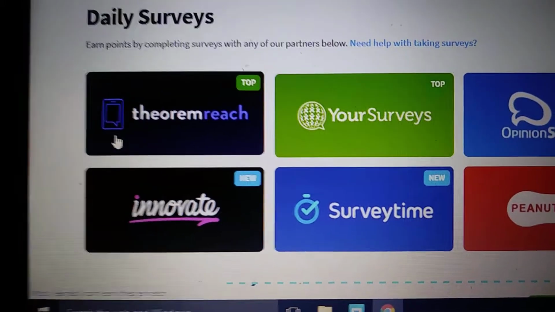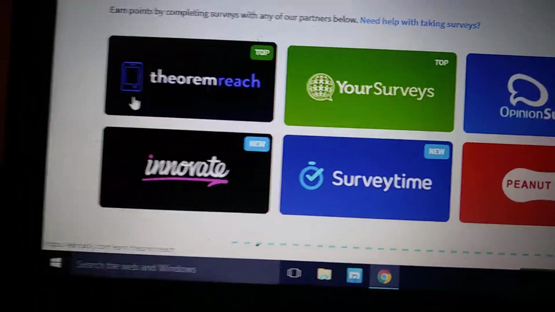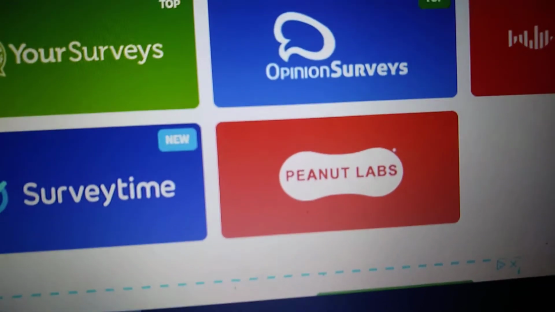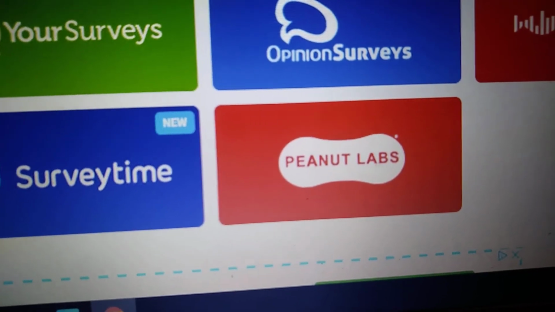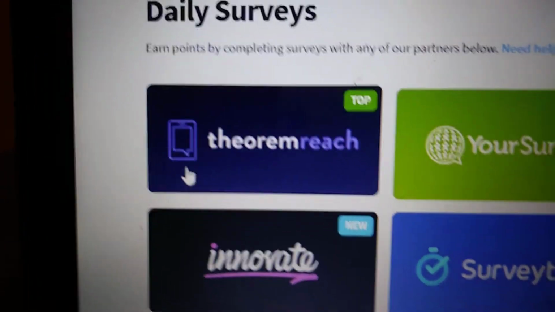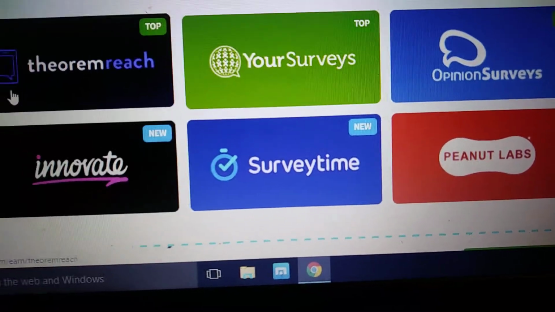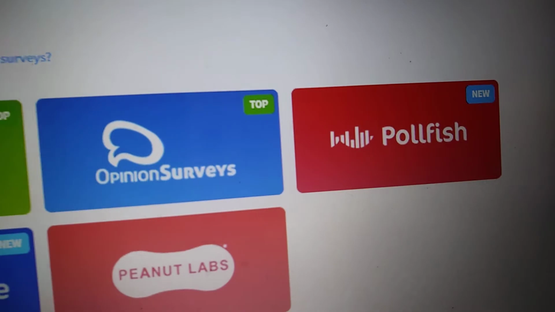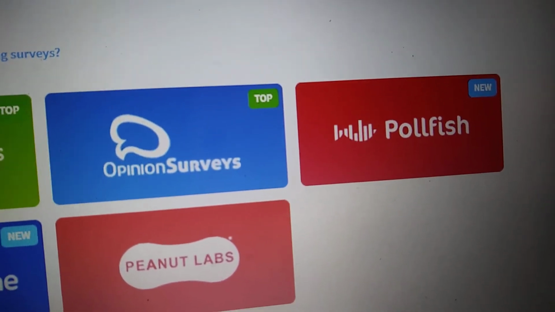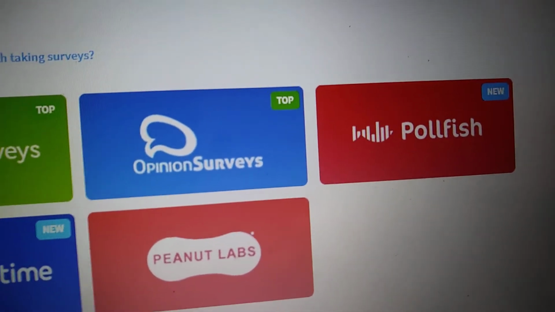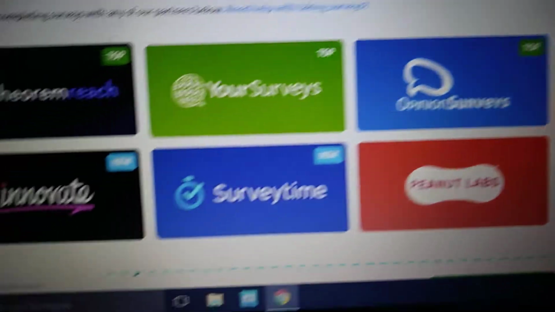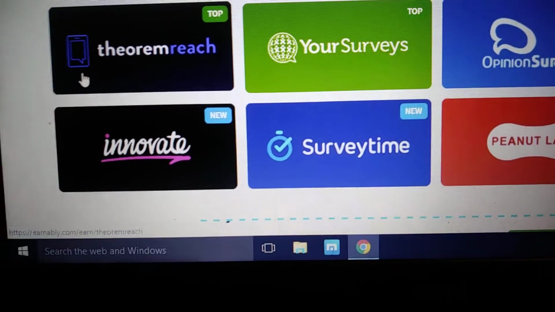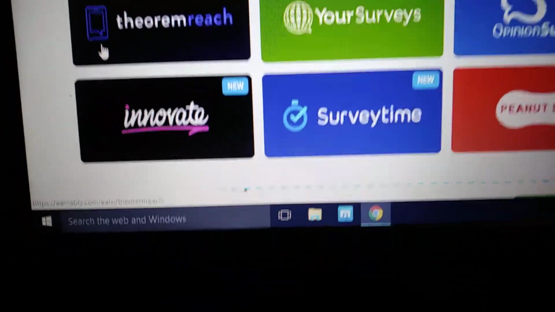So Theorem Reach is definitely one you want to keep in mind because you get these qualification points. The same thing with Peanut Labs on here. Every one you disqualify for, you get a point. So between Peanut Labs and Theorem Reach, you definitely want to do those because points are given to you for every single one that you tried. They also have opinion surveys, and Pollfish surveys are very, very easy. They take like 5 minutes to do. Just get your points racked up doing that. Survey Time and Innovate, other offer walls, I think they both pay about 80 cents each. So those are really the ones I pay attention to.